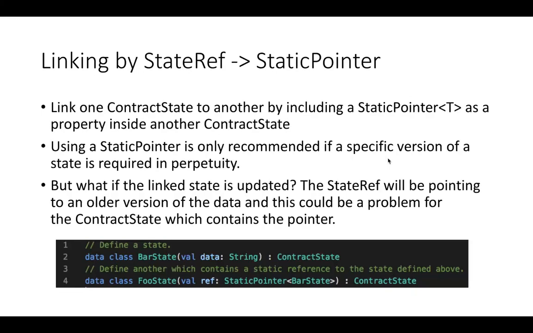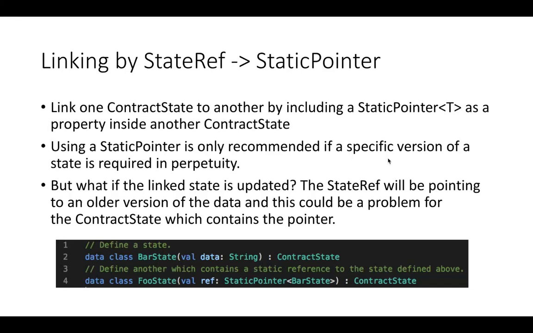So you can link by state ref or linear ID, as I alluded to before. If you link by state ref, we use this thing called a static pointer because the reference is static. It doesn't move. The state ref is a coordinate, if you will, for a state on the ledger. It's a transaction hash and an integer, with the integer representing the output index of that output in a transaction. So you would use a static pointer if you want to refer to a specific version of a state in a lineage of states. If that state is updated, well, then it doesn't matter. The static pointer will still point to that specific state ref.